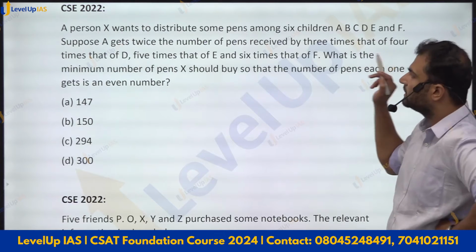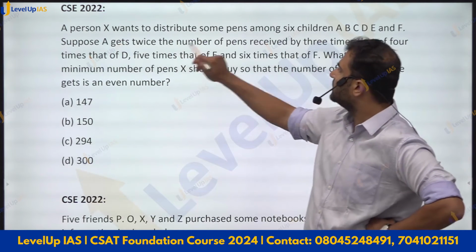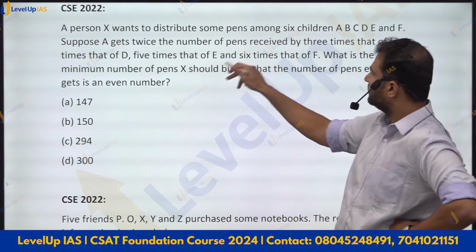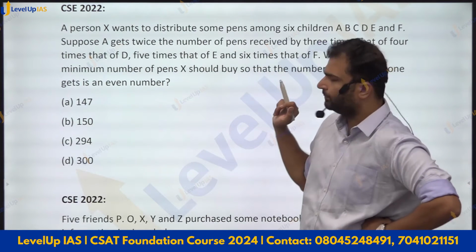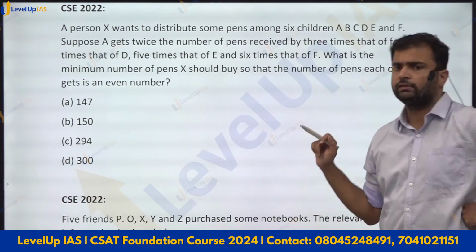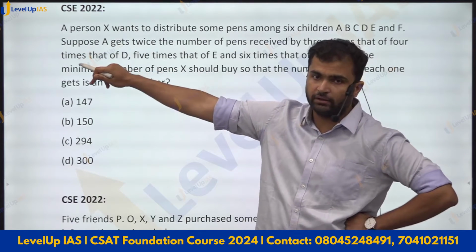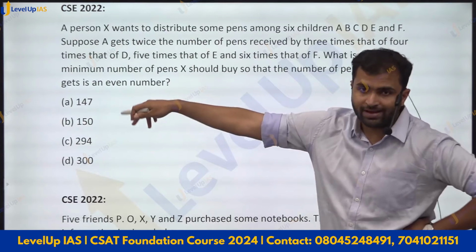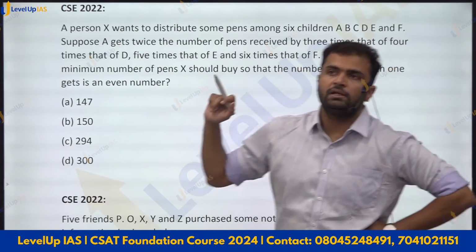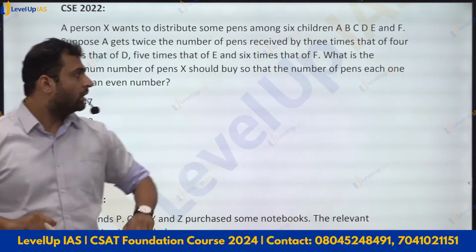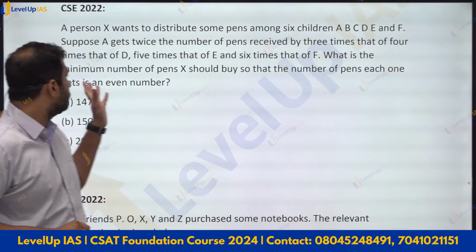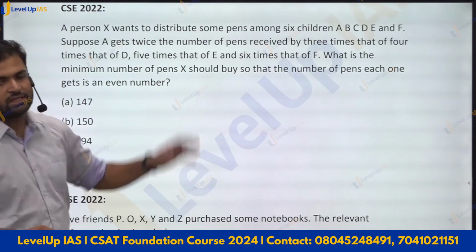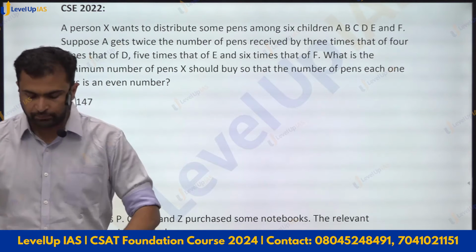He has these 6 children, and suppose A gets twice the number of pens as B, 3 times that of C, 4 times of D, 5 times of E, 6 times of F. So the number of pens A gets is twice the number B gets, and thrice the number C gets, and so on. The question is, what should be the number of pens that X should buy so that every person gets even numbers of pens?